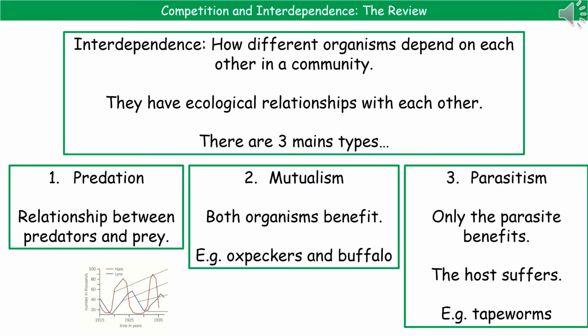So we find we've got three different types of ecological relationship. First one, predation, so that's the relationship between predators and prey, and make sure that you can explain the shapes in the predator and prey graph at the bottom. Second one, mutualism, which is where both organisms are going to benefit from this relationship. And the third one, parasitism, is where only the parasite benefits. The host actually suffers, and a good example of that are tapeworms.